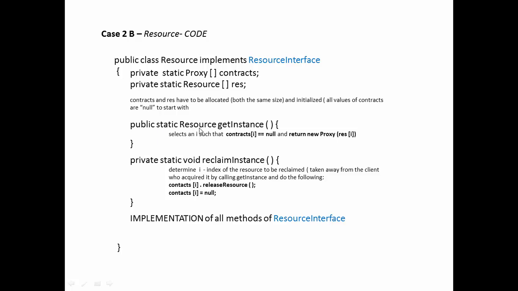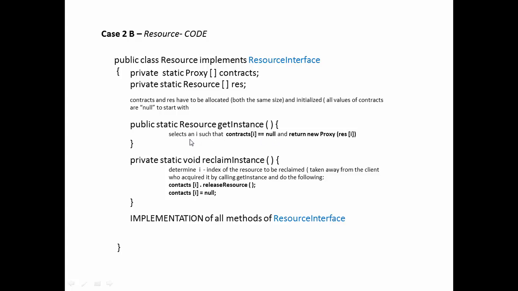Now we have a public static Resource getInstance. This is pretty much similar to what we had before. The only difference is that now we are trying to find an i for which there is no contract. And then we return this resource wrapped in a proxy. We are going to see how this happens. So we create a proxy, pass the resource to that proxy, and then we return it to the client.